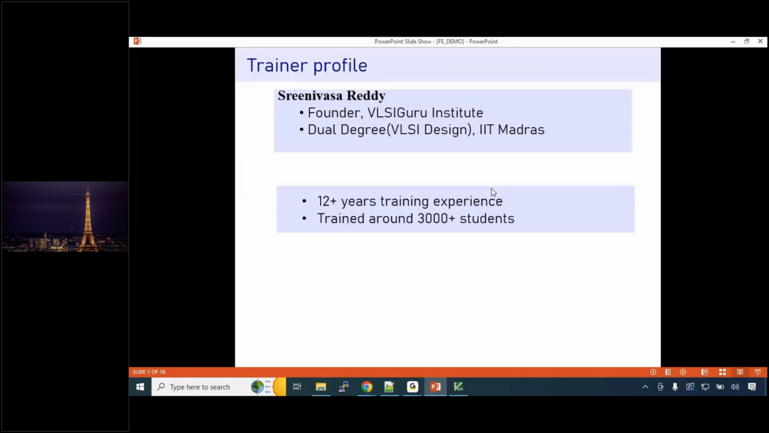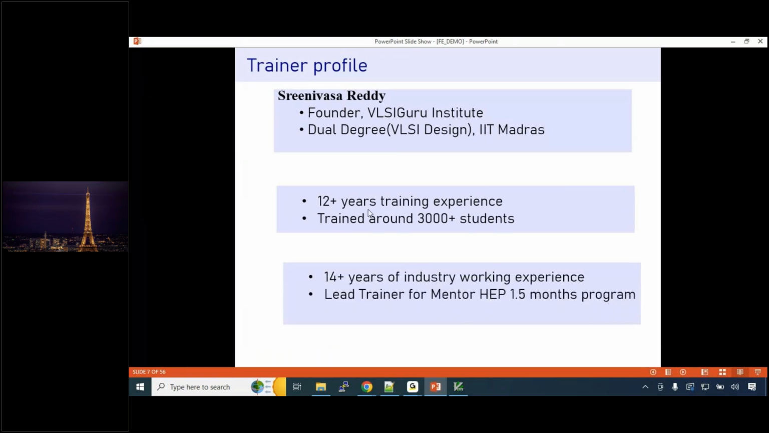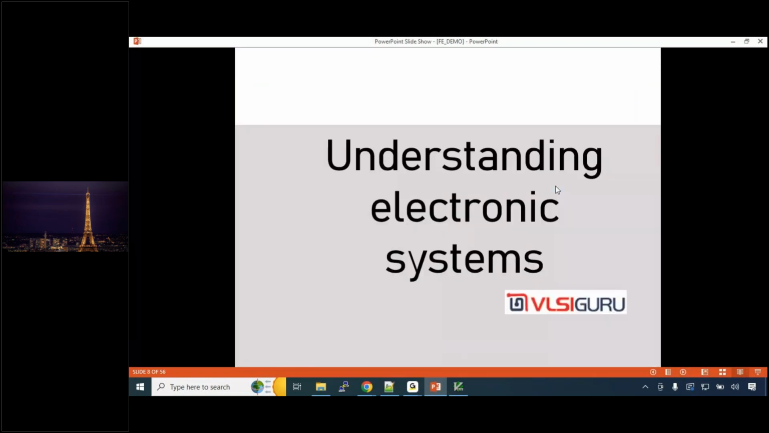My name is Srinivas. As I told you, I have around 13 plus years of teaching experience. I have around 14 plus years of industry working experience. I was also a lead trainer for Mentor Graphics. Mentor Graphics is one of the companies in the EDA space. So I was one of the lead trainers for their higher education program. They used to conduct training programs for college graduates, actually for free. So I used to be the main trainer for that program also. Now, this is a brief about the training schedule, what all courses are starting today. Do you have any questions before I get into the technical aspects?